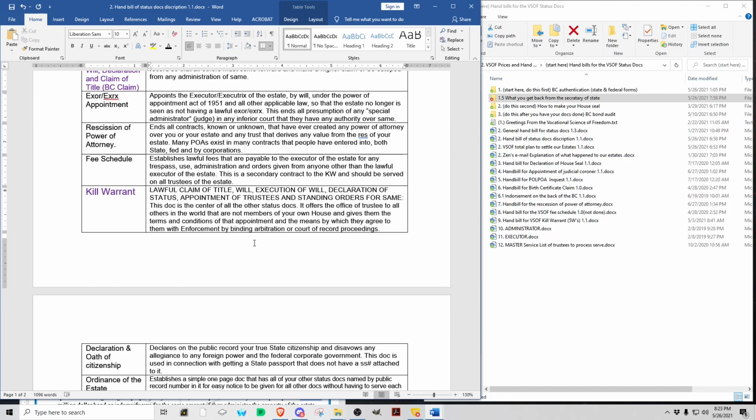Here's the thing. You can serve it to everybody before they try to administer any aspect of your estate. And then that's beautiful because they had previous knowledge, they got served with it, they got notice of it, and they chose to enter into it anyway. Now, if you thought the $300 million was bad under the kill warrant, the fee schedule is far, far worse. Far worse.